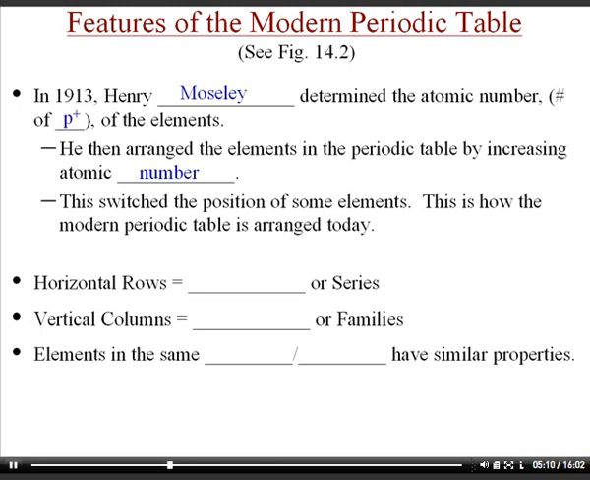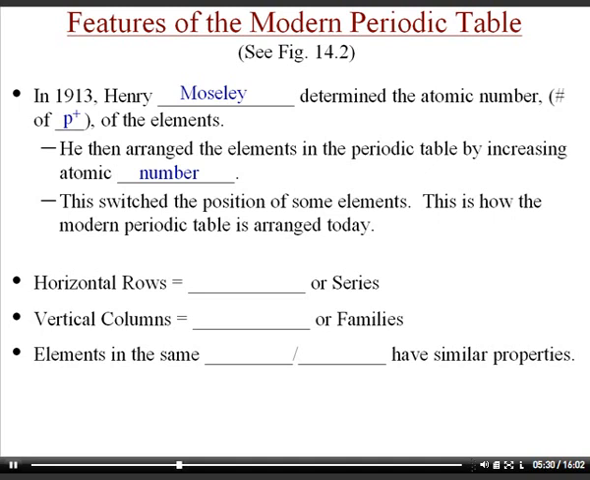The most famous elements that switched were tellurium number 52 and iodine number 53. If you arrange them by mass, iodine comes first and then tellurium comes second. But if you go by atomic number, tellurium is number 52 and iodine is number 53. So those elements are arranged by atomic number, not by increasing atomic mass.